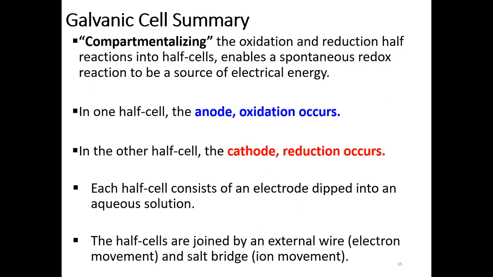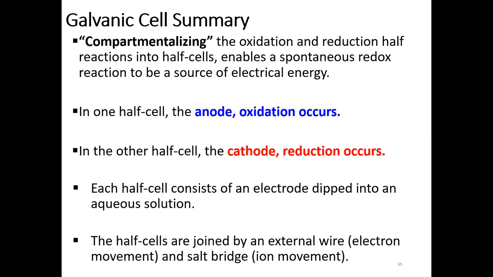So if you try to summarize the galvanic cell, it's about compartmentalization. You're having 2 different chambers, or you can call it compartments. The 2 different chambers in the galvanic cell have the oxidation reaction in one chamber and the reduction reaction in the other, connected by the salt bridge, and this enables a spontaneous redox reaction to be a source of electrical energy.